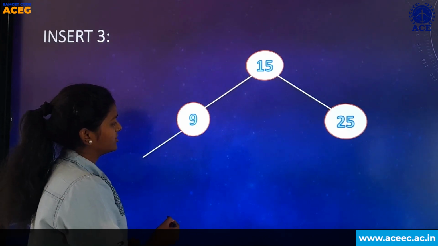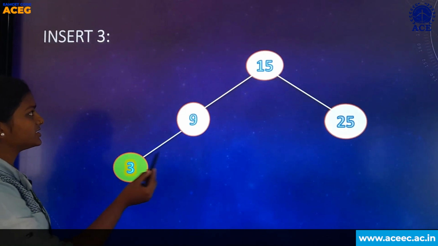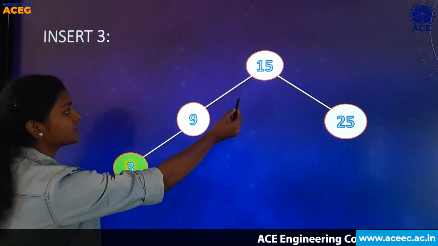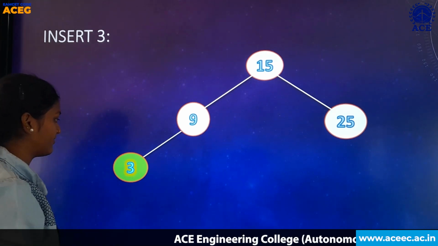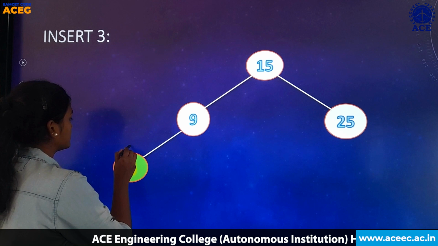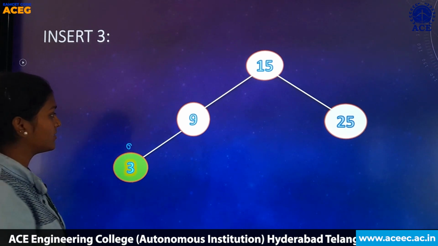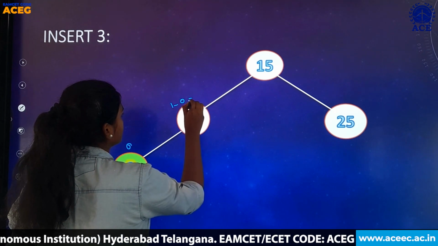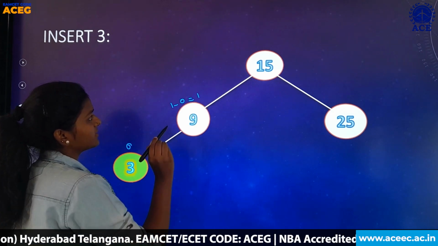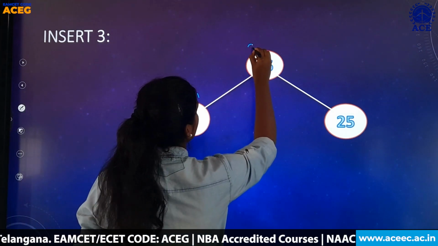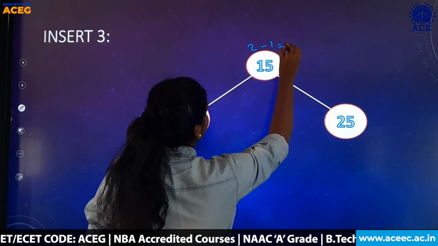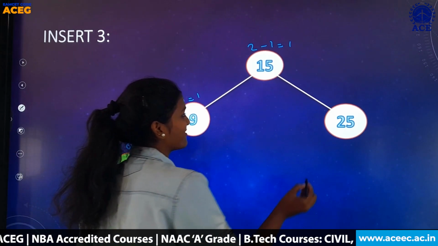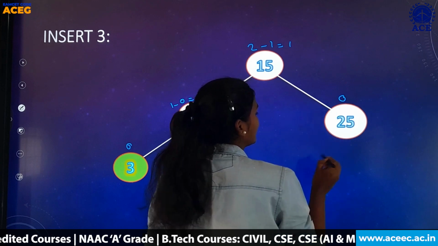Now we have to insert the next element, which is 3, which is less than the root node. Now the root node is 15. Now check the balancing factor. The balancing factor for 3 is 0, since there are no nodes below it. The balancing factor for 9 is 1 minus 0, that is equal to 1. The balancing factor for 15 is 2 minus 1, which is 1. The balancing factor for 25 is 0, since there are no nodes below it.